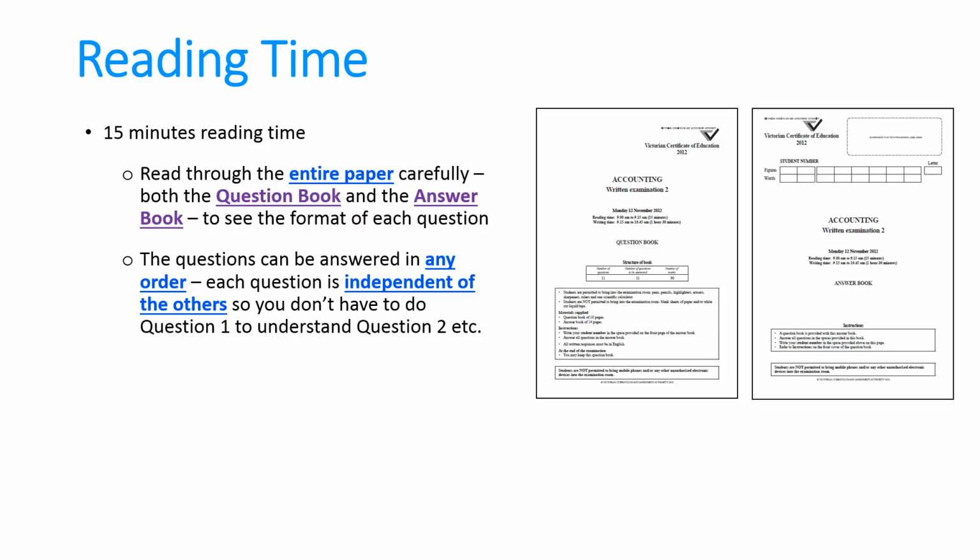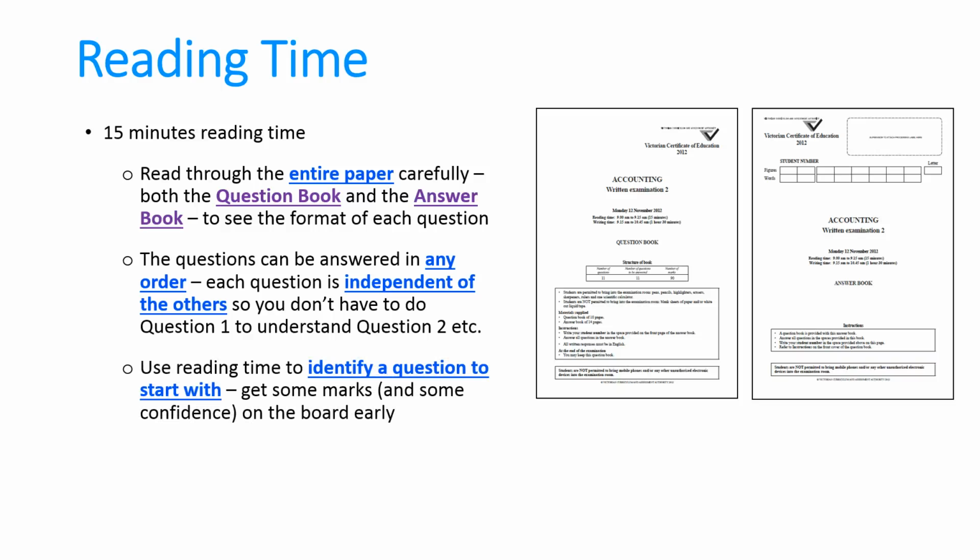Remember, the questions can be answered in any order. Once upon a time it helped to do the exam chronologically, but since 2012 you can do it in any order you want. And every question is independent of the other. So if you start with question 6 or question 8, it's not going to affect anything. In fact, you might want to do that if you think that's going to be a big question you'll struggle with. Maybe start with that. You can do it in whatever order you want.